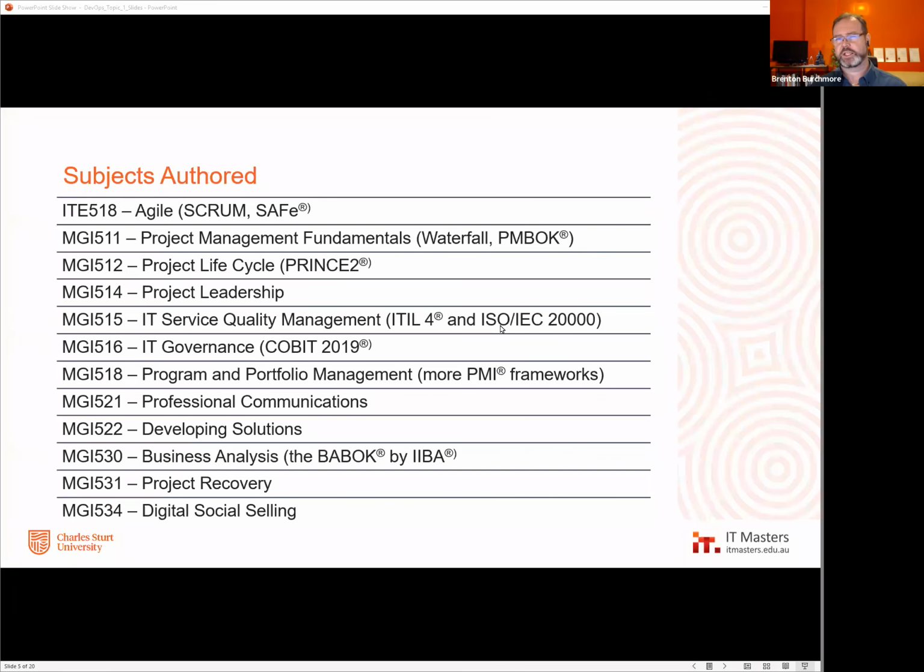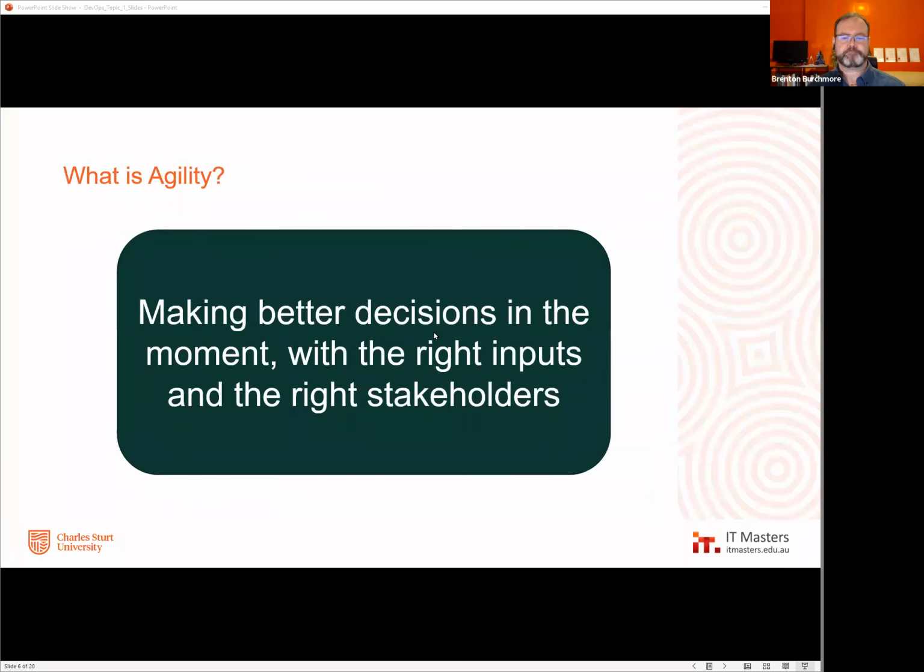Here's my list of subjects that I've authored. We'll skip through this. There's a list you can find in a number of places. That just sort of gives you a bit of an idea of where my journey has taken me. And as you can see here, a lot of them are to do with IT services, and the delivery of IT. Let's get into the discussion about what we're going to cover tonight.